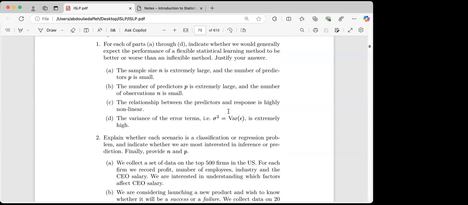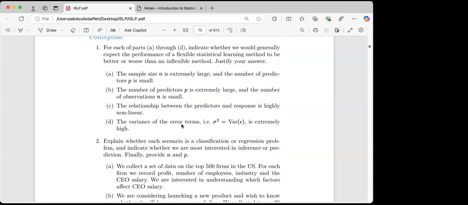And I guess when the variance of the error terms is extremely high, then I think it's obvious that the flexible method might not be the most appropriate. Yeah, I agree with that too. I think the flexible method will be too influenced by the high error terms.